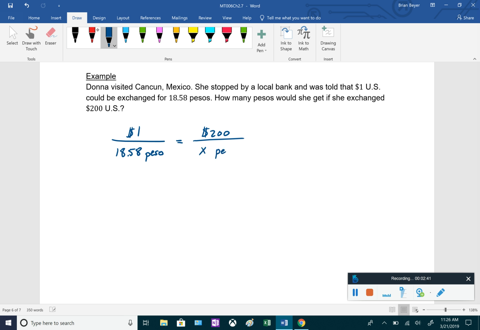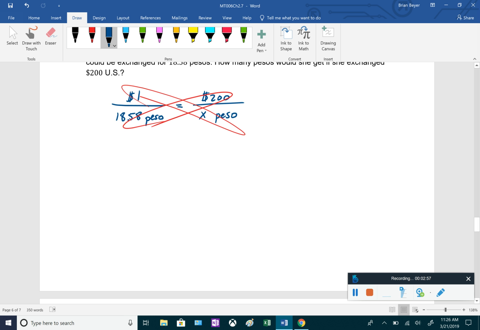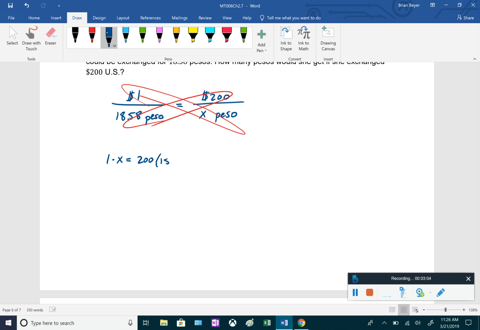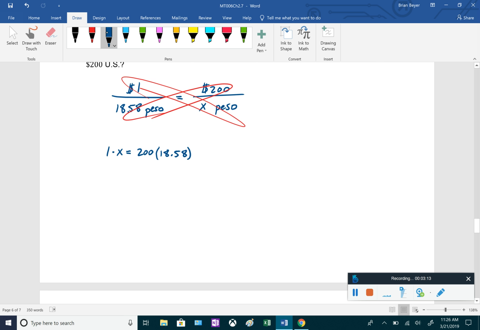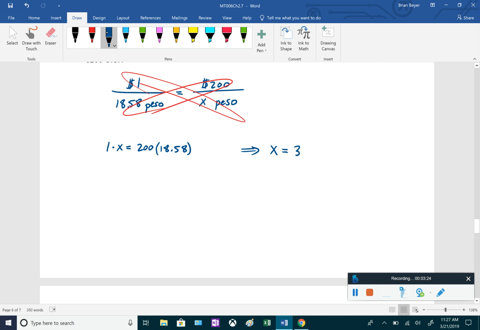So this is going to be X pesos in the denominator. Both sides of this equal sign are US dollars per peso. So we're going to cross multiply. We're going to multiply these two, and then we're going to multiply these two, and we're going to get 1 times X equals 200 times 18.58. I drop the units when I'm doing these intermediate steps. So 1x is just x. 200 times 18.58 is going to give us 3,716 pesos. So that means 200 US dollars equals 3,716 pesos.